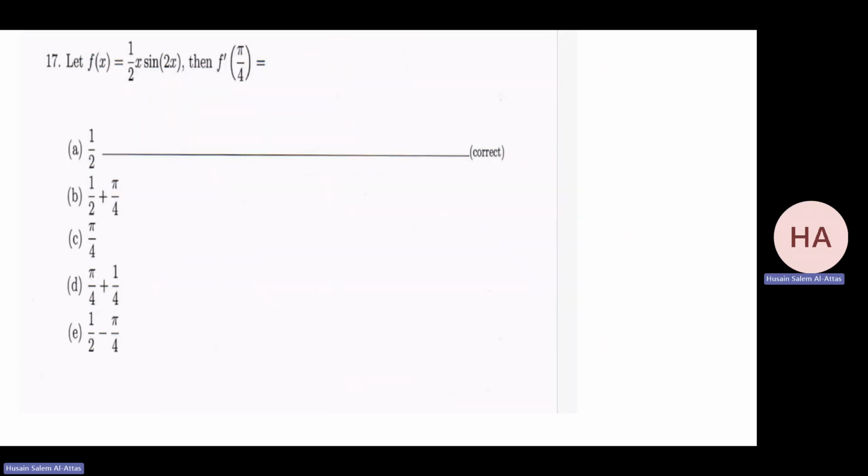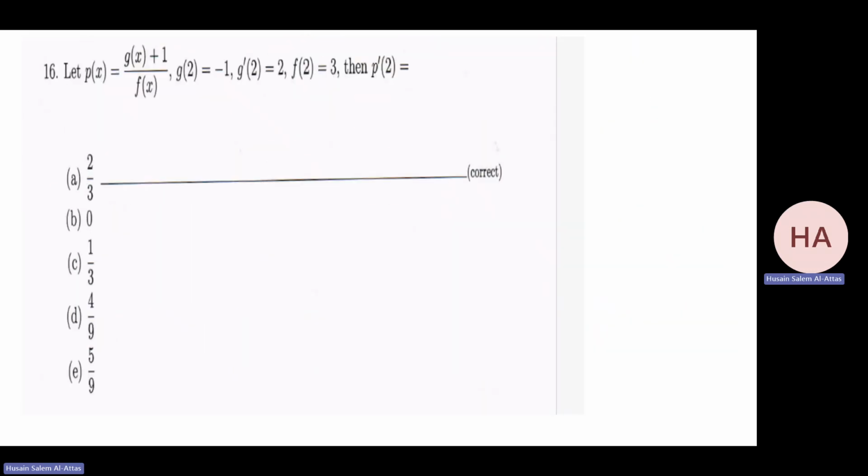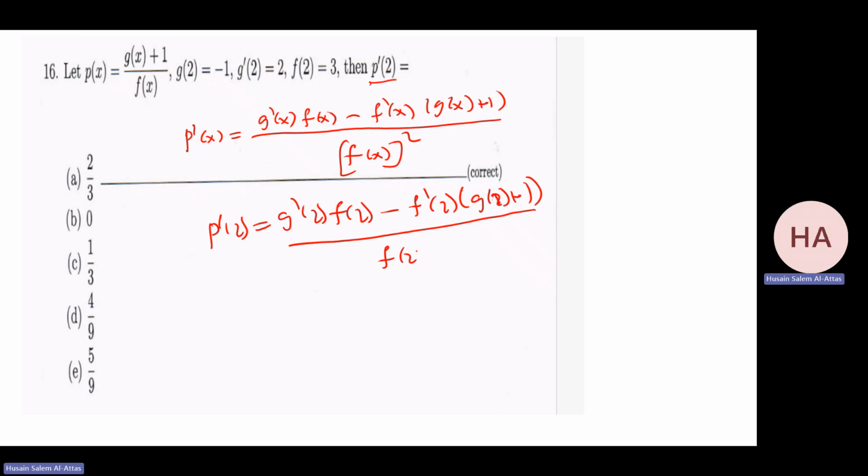P of x equals this. I think I have just a few left. Okay, so I need to find P prime: derivative of the numerator times the denominator, minus derivative of the denominator times the numerator, over the denominator squared. P prime at 2 becomes G prime at 2 times F at 2, minus F prime at 2 times (G at 2 plus 1), over F at 2 squared.